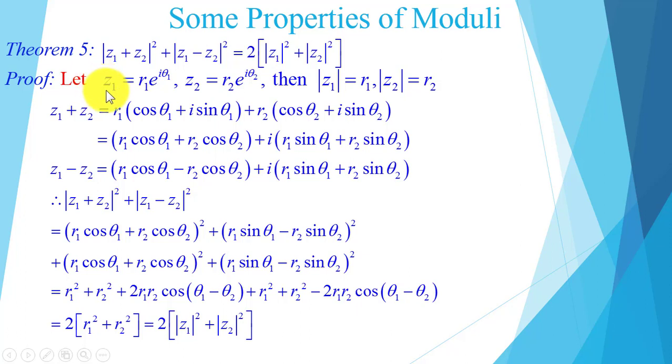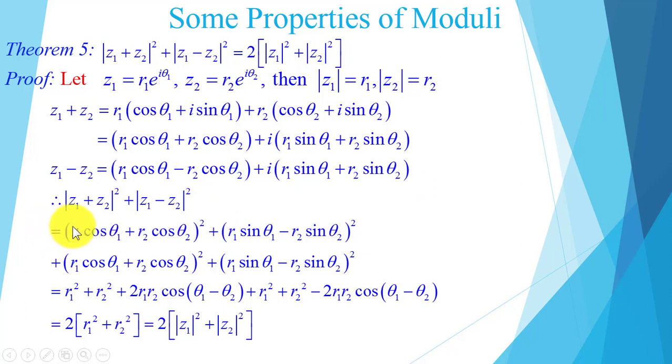Theorem 5. Modulus of z1 plus z2 whole square plus modulus of z1 minus z2 whole square is equal to 2 times modulus of z1 square plus modulus of z2 square.